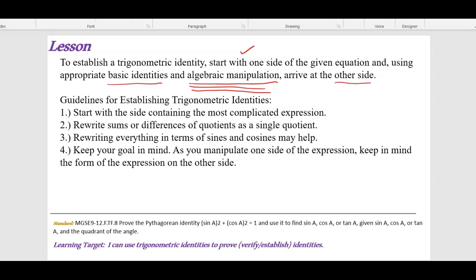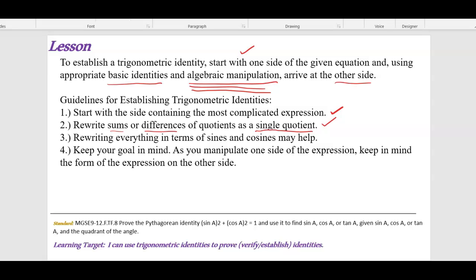Okay, so here are a few guidelines. One is start with the more complicated side. If you have a sum or a difference, there are two terms and you're trying to go to one term, start with the two terms and then go to the one term. The sums or differences that you have, rewrite them as a single quotient or a single fraction. So if you have term plus or minus term, build one term out of that, and we're going to see that at least twice today, and you've seen that in the past.